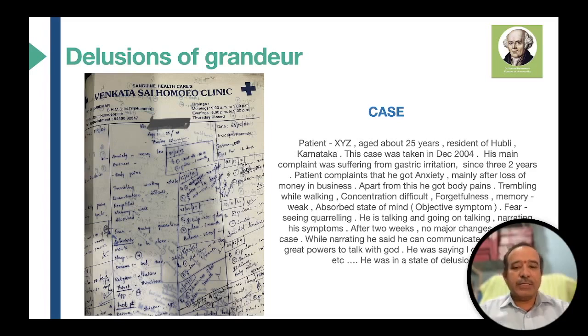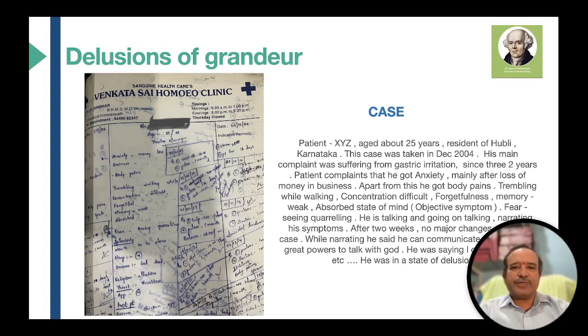So dear friends, coming to the case, I am just presenting the superficial aspect of this case. He was in a state of delusions. Based upon his complaints, I indicated Stramonium 200 single dose and placebo for 2 weeks. After 2 weeks, I saw no major changes.